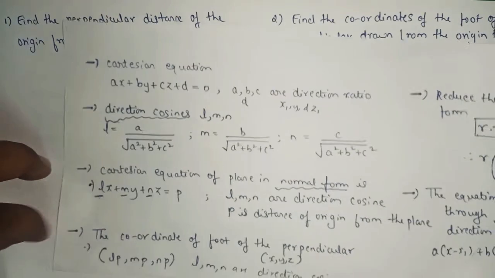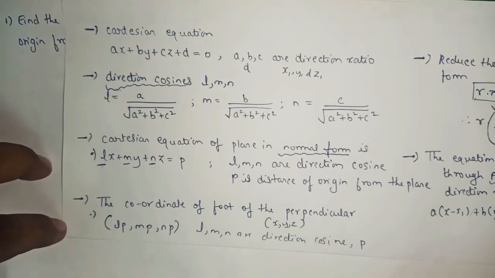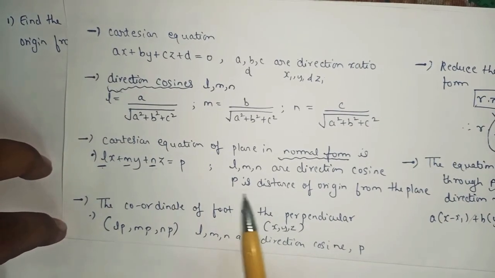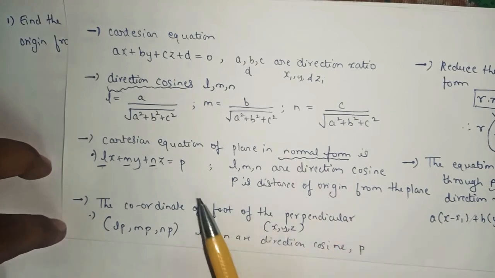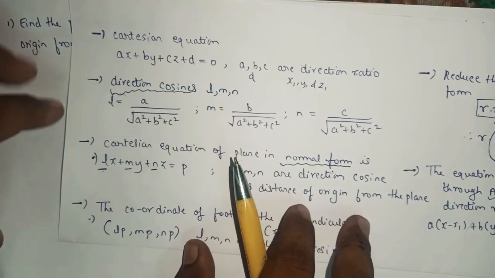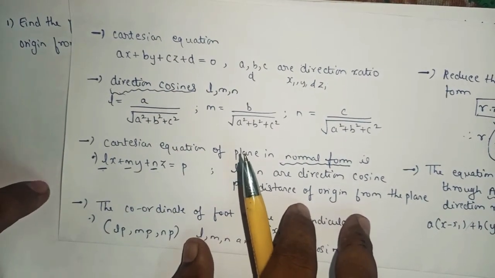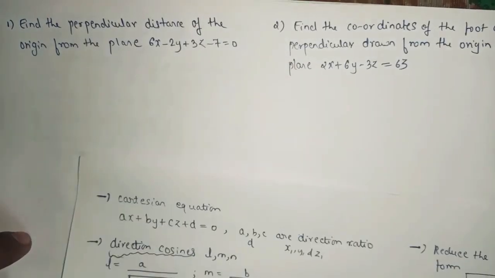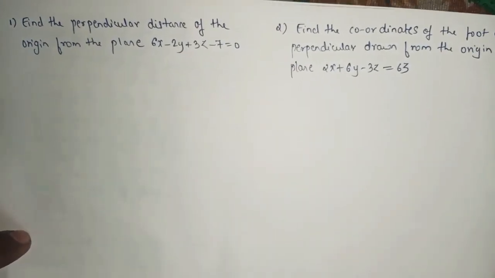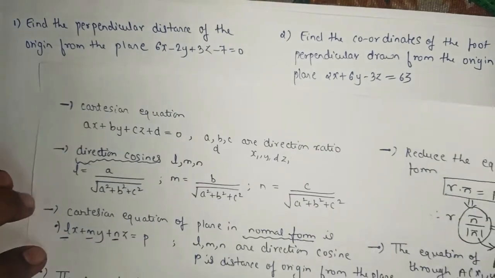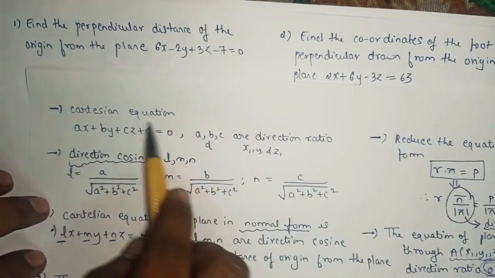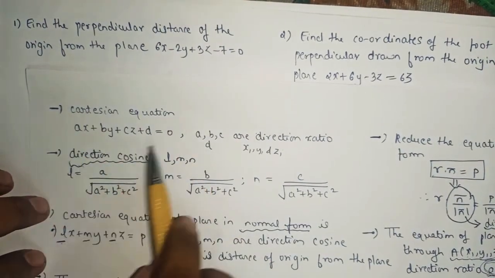So what do you mean by the perpendicular distance? I had explained all this. P is known as what? The distance of the origin from the plane. So actually in this question we have to find the P. First thing you will do, when you see the given equation, it is in this form, Cartesian equation, yes or no.